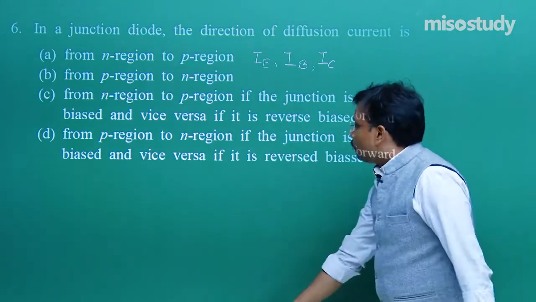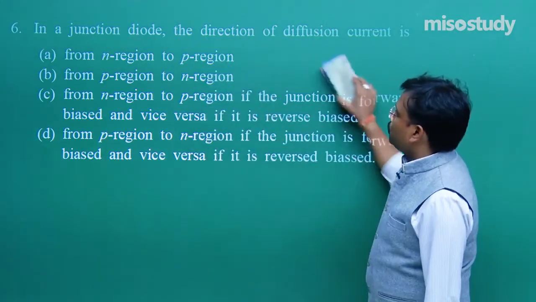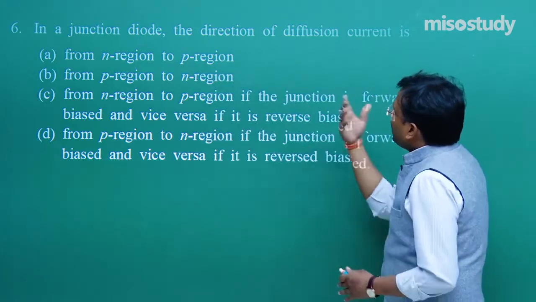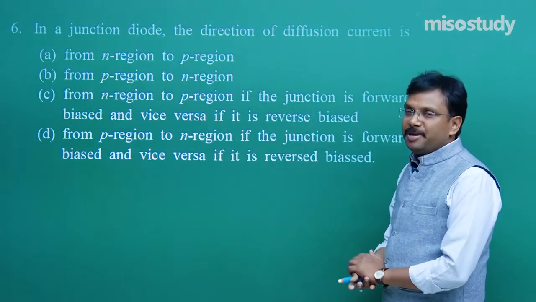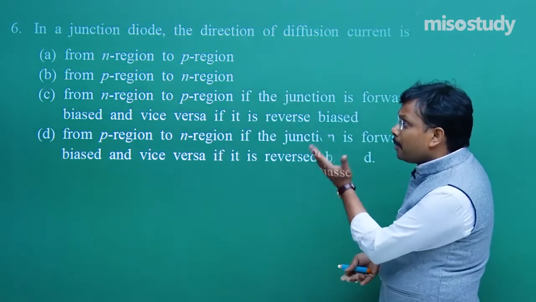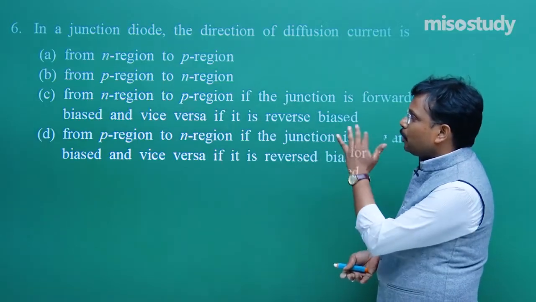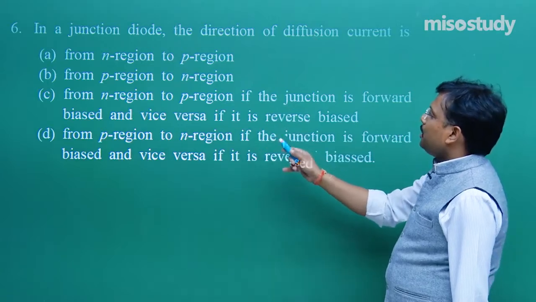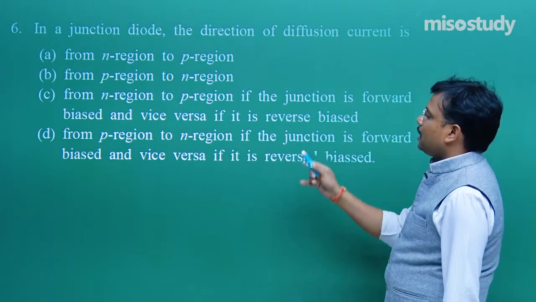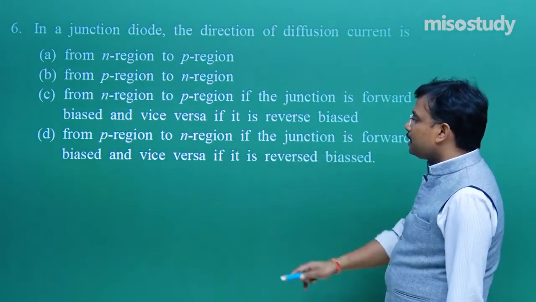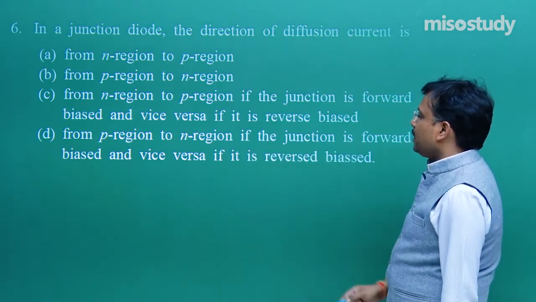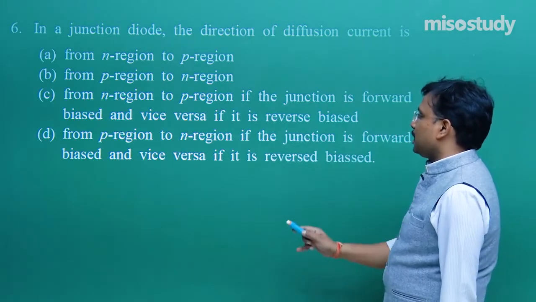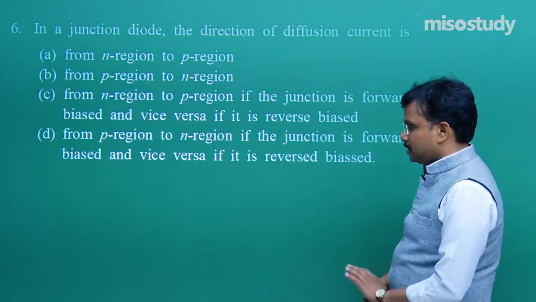Then diffusion current, conduction current: you will say yes, these terms are not new for us. So, once these terms are not new for you, what is the direction of diffusion current in a PN diode? From P to N, or the reverse, from N to P? It is from the P region to the N region if the junction is forward biased, and vice versa if it is reverse biased.